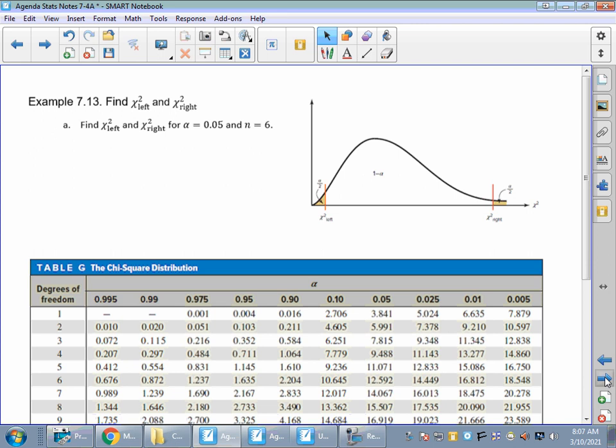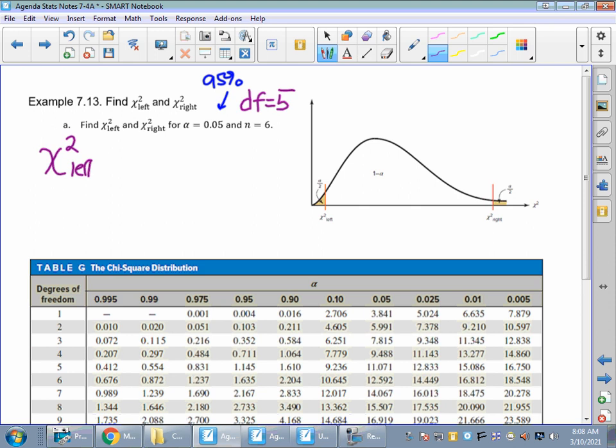Notice it says alpha is equal to 0.05. Everybody knows, right, that I'm talking about a 95% confidence level. I already just gave you alpha. If n equals 6, everybody knows that our degree of freedom will be equal to 5. So I write down my chi-square left and chi-square right. It's actually really important that you distinguish between them, because if you don't, you're going to use the wrong numbers when you go to make your confidence interval.